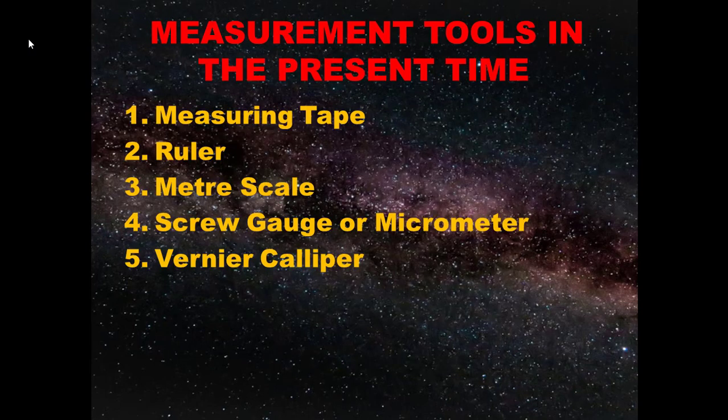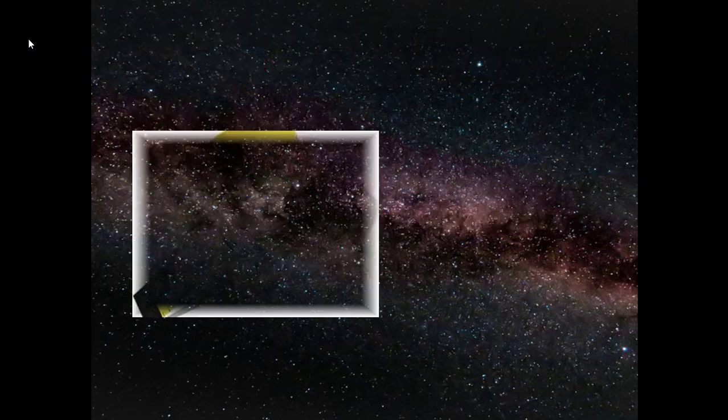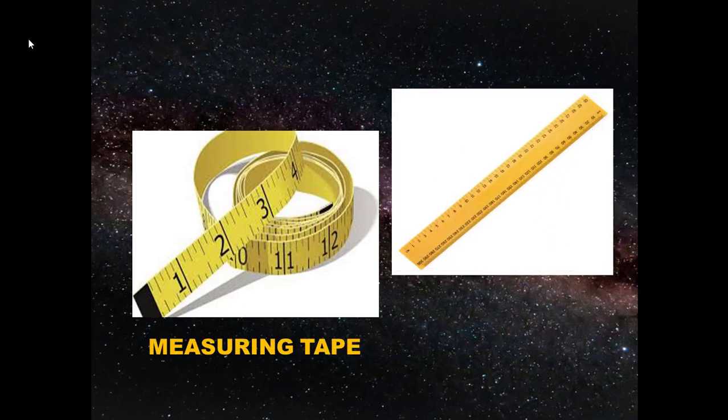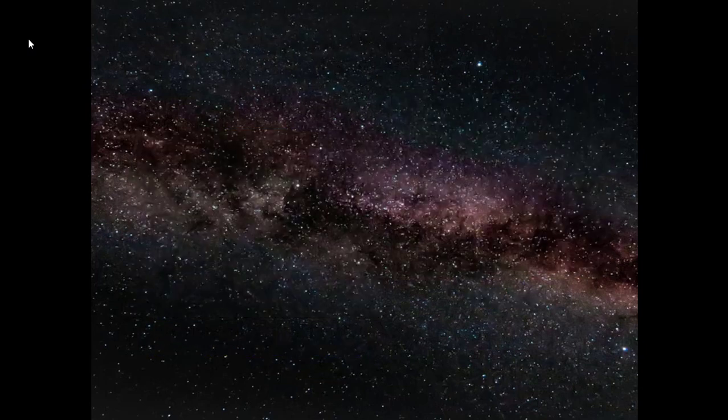Then, in the present time, we have measuring tape, ruler, meter scale, vernier caliper and screw gauge. Each of these is used by different people for different things. Measuring tape is used by tailors and architects. Ruler is used by students and architects. Meter scale is used by clothes merchants.